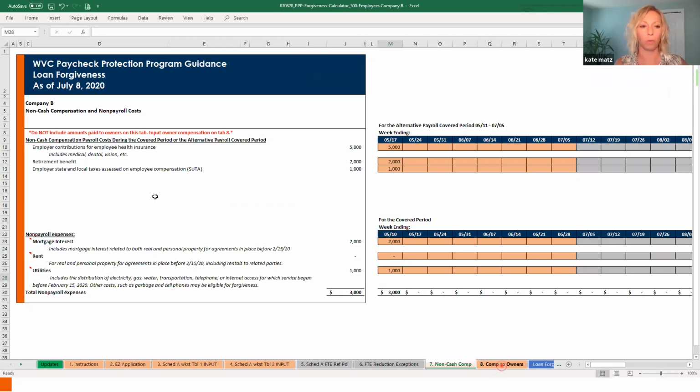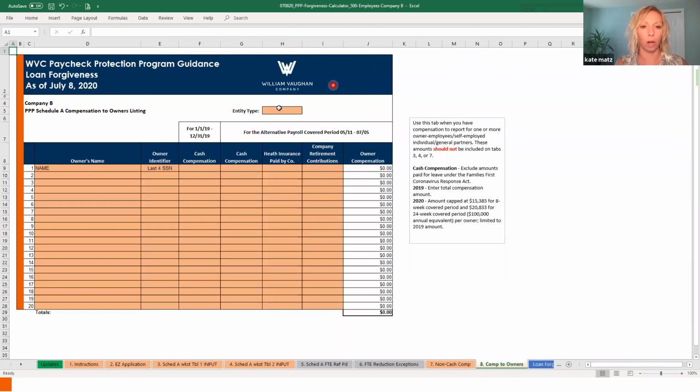All right, move over to owners now. So now this is going to be a little bit different than what we did for the Schedule C folks. So for our entity type, they're an LLC taxed as a partnership, so we're going to pick partnership. Again, we see that the health insurance paid by the company and the company retirement contributions do not get to factor in.